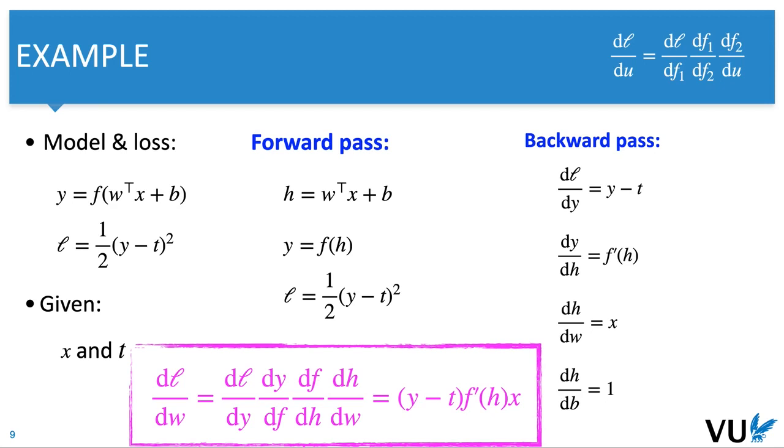Okay, and maybe one thing that I didn't mention last time. Of course, in the right top corner, we have this dL divided by dU, this f1, f2, and so on. These are just exemplary functions, right? Here, in magenta, is the exact calculation of the gradient with respect to W. Of course, if we want to calculate with respect to B, we need to replace the last derivative, dh divided by dw, with dh divided by db, and then of course we will have, instead of x, simply 1, right?